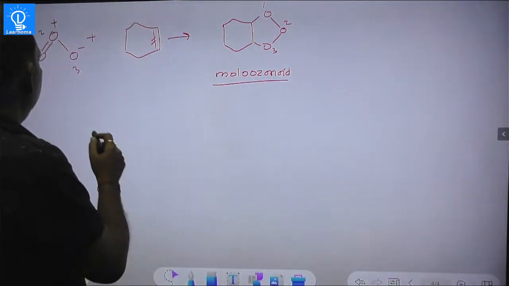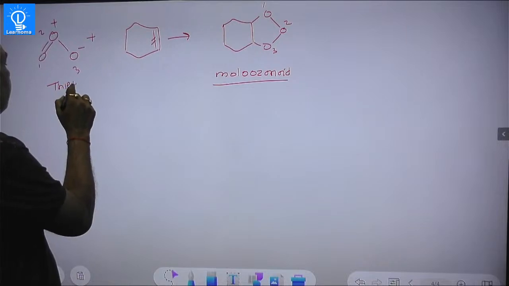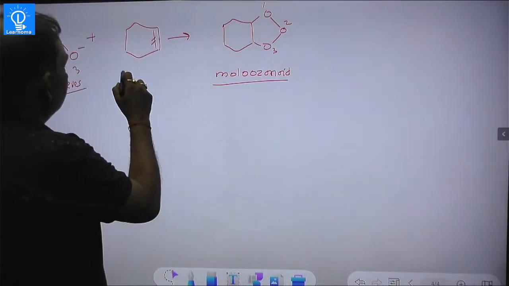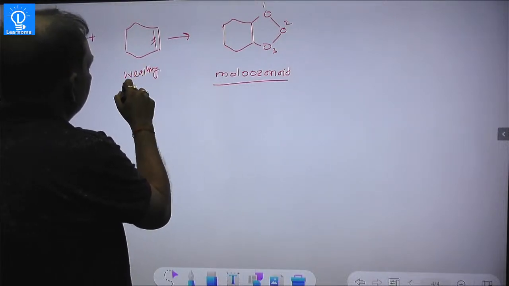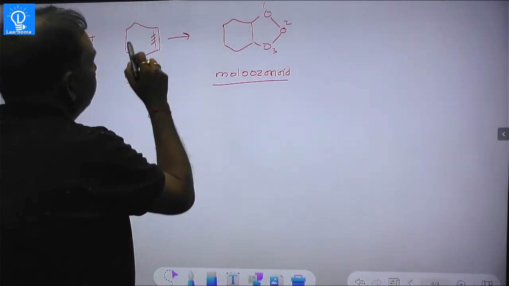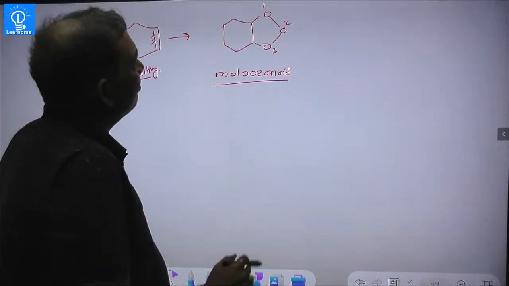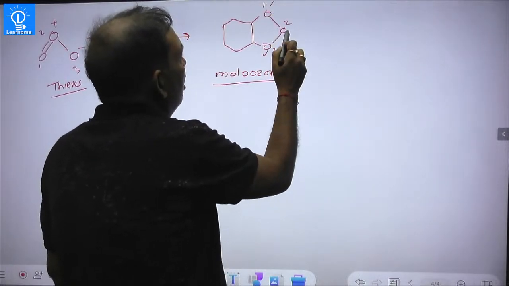See, these are the team of thieves. And this is the wealthy person. They first broke the pi bond. Now the problem is, the atom number 1 is getting electron, 3 is getting electron, but 2 is not getting electron.